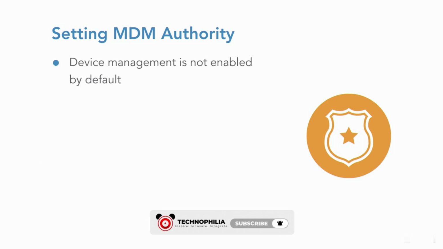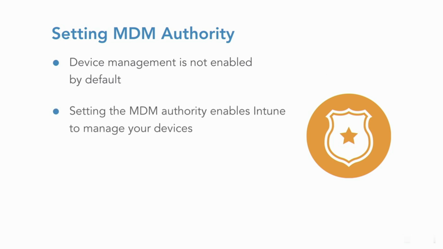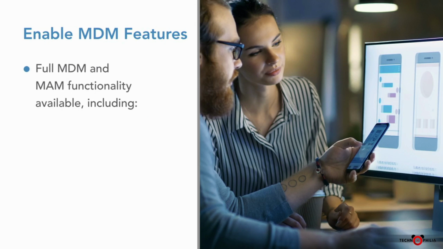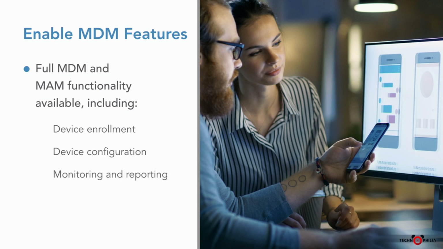This is known as setting the MDM authority. Device management within Intune is not enabled by default. Therefore, you need to set the MDM authority to Intune to enable Intune to manage your devices. Once the authority has been set, you can use the full functionality of Intune, including device enrollment, device configuration, monitoring and reporting, application management, and the ability to carry out remote actions on your devices.